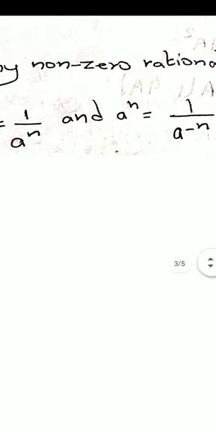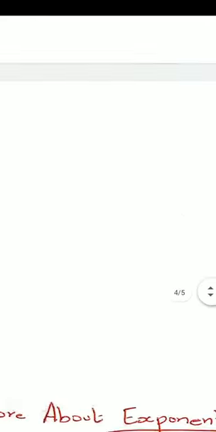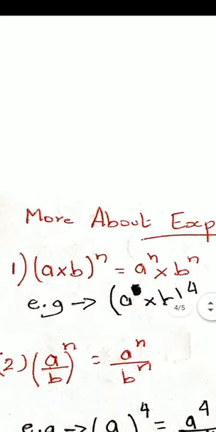And a to the power n can also be written as 1 by a to the power minus n. Something like if I have a square, I can write that as 1 by a to the power minus 2. Okay, so these are some of the properties. And let us try to learn more about exponents.